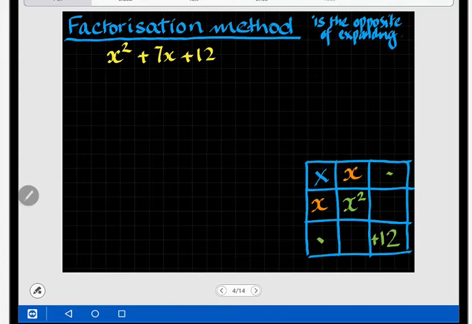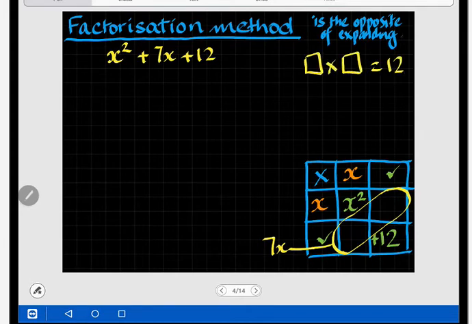So I need to have a number here and a number here that if I multiply them together, I get 12. But I also know that when I add my like terms together, this has to be 7x. So what numbers should I multiply together to give me 12? I have a number here, I multiply it by another number, it gives me 12. And if I add these two numbers together, it should give me 7.